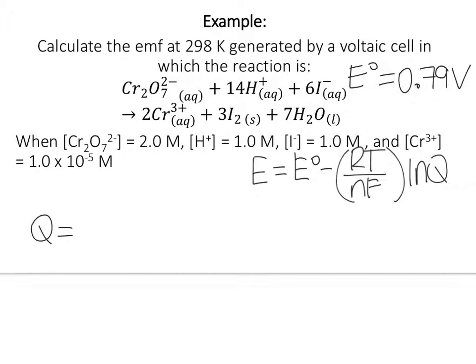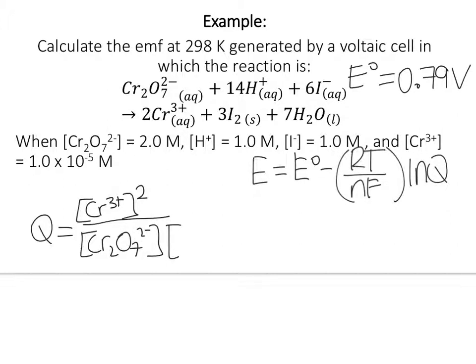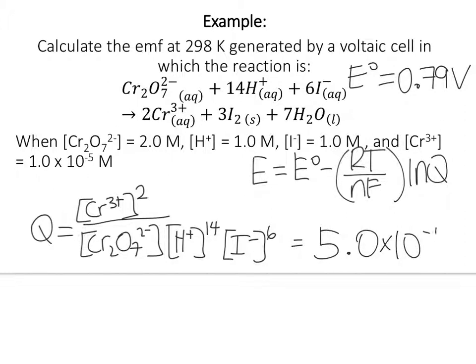So our Q will equal Cr3+ squared over Cr2O7, H+ to the 14th, oh my goodness, times I- to the 6th. You plug in those values because they give you dichromate, they give you hydrogen, they give you iodide, and they give you chromium. Plug those in, you get somewhere around 5.0 times 10 to the negative 11th.